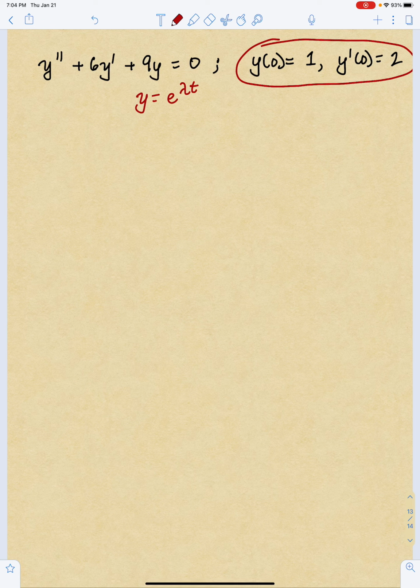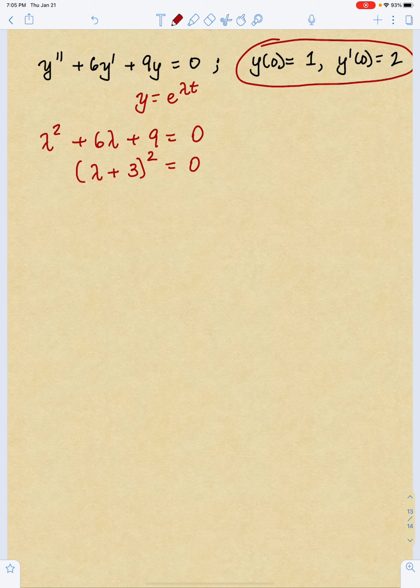So when we do that, we end up with the characteristic equation lambda squared plus 6 lambda plus 9 equals 0, which means we have lambda plus 3 quantity squared equals 0, which is a repeated root. Lambda equals -3 repeated, which means that our general solution is c1 e to the -3t, again following that assumption that lambda equals -3.